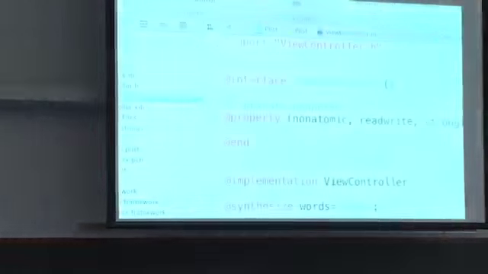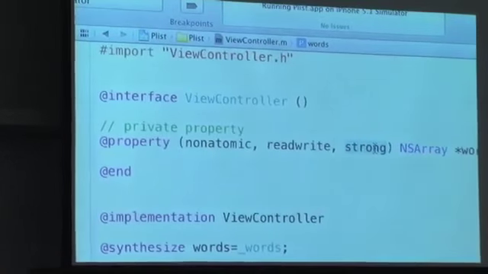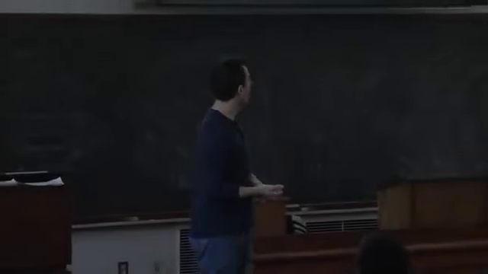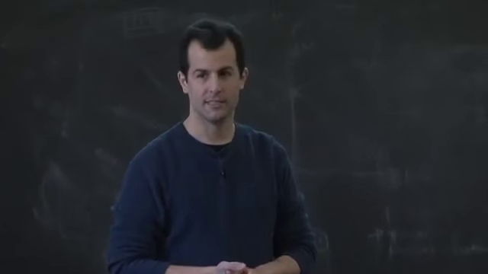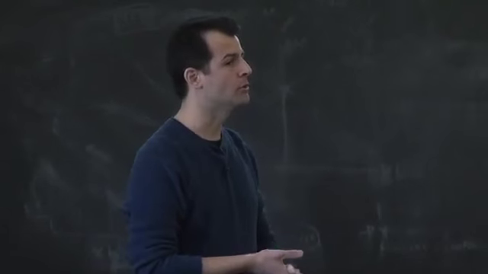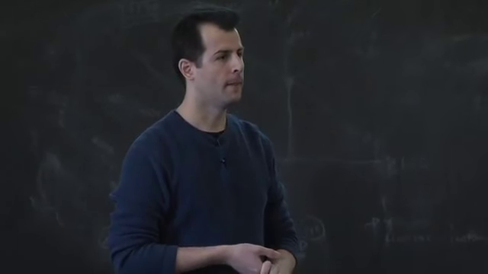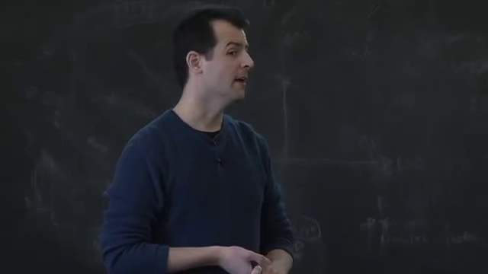All right. Lastly, I say strong here. So let's try to tease this apart slightly. So previously, when I had an IB outlet, it was weak. Now I've said strong. Why? Any thoughts on what weak and strong are actually doing for me? Okay. Charles?